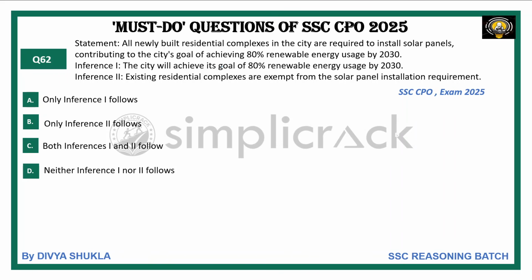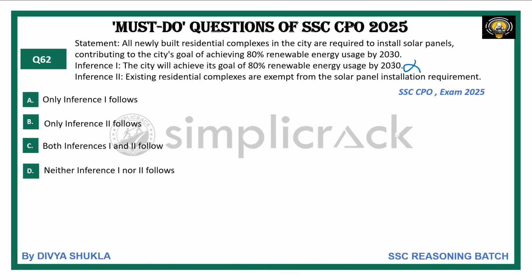Statement. All newly built residential complexes in the city are required to install solar panels, contributing to the city's goal of achieving 80% renewable energy usage by 2030. So it is now compulsory for all residential complexes in the city to install solar panels, which would contribute to the city's goal of achieving 80% renewable energy usage by 2030. Inference 1. The city will achieve its goal of 80% renewable energy usage by 2030.